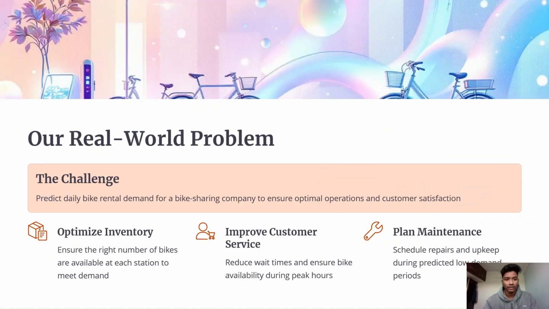Let's discuss the real world problem here. To understand CRISP-DM better, let's look at a real world scenario where we imagine a bike sharing company that wants to predict how many bikes customers will rent each day. Why? Because accurate predictions help the company optimize inventory, ensuring bikes are available exactly where and when needed, improve customer experience by reducing waiting time, and schedule maintenance during low demand periods. So this will be the use case we refer to while moving through the CRISP-DM phases.